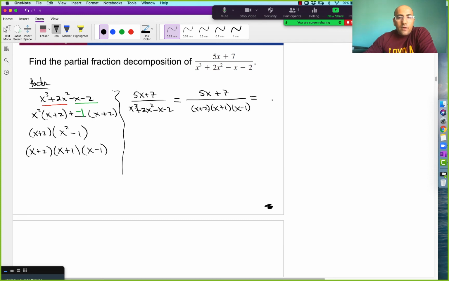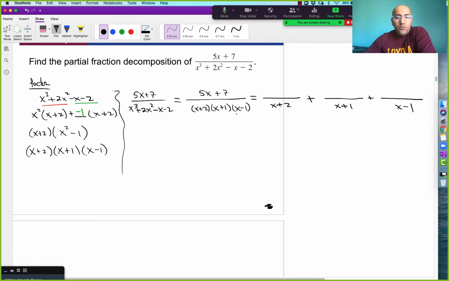All right, now, according to the blue box right above us, when we're able to break up the denominator into distinct linear factors, each one of these is a linear factor, and they're all different. So that means this can be broken down into three separate fractions, where the denominator of each one is one of the linear factors, like this.